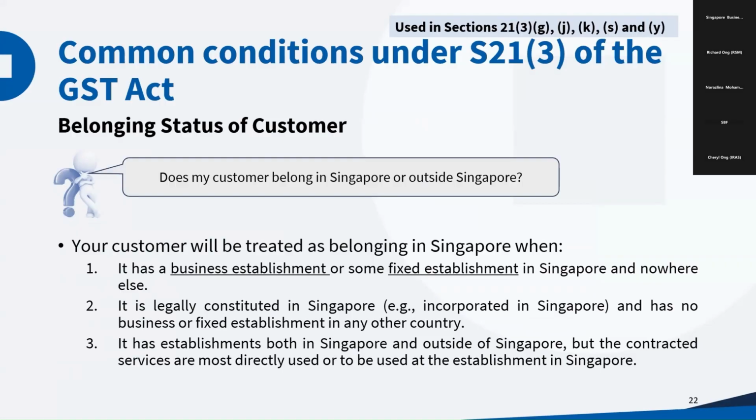Next, determining whether your customer belongs in Singapore or overseas. Your customer is considered to belong in Singapore if they have a business or some fixed establishment in Singapore and nowhere else, or they are legally set up in Singapore with no business or fixed establishment in any other country, or they have establishments both in and outside Singapore, but the contracted services are most directly used or to be used at the establishment in Singapore.